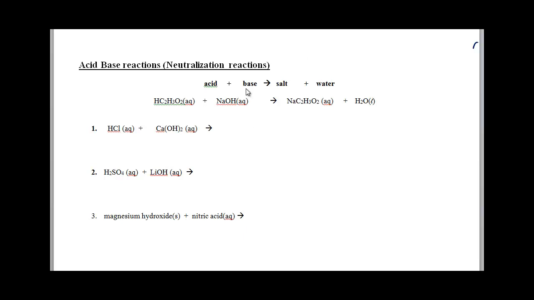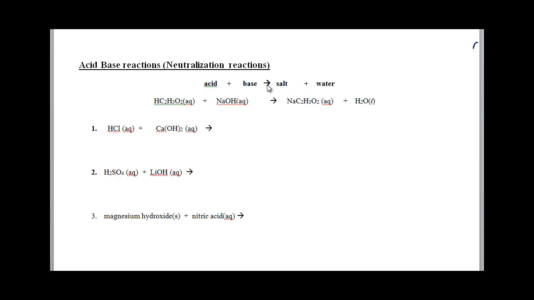Anyway, back to this. We have an acid and a base. This isn't looking at the Bronsted-Lowry when we did acid-base, conjugate acid, conjugate base. This is totally different. How do I know? This is a single arrow. This is going to a reaction. This is called a neutralization reaction.